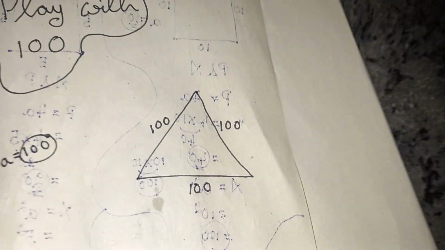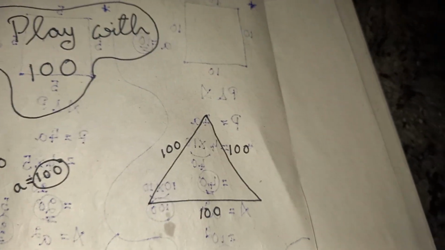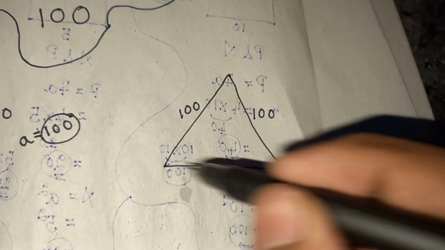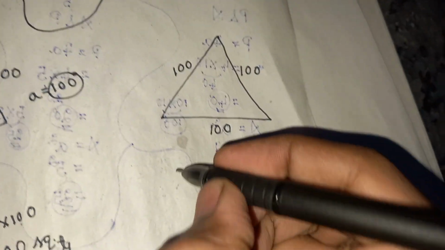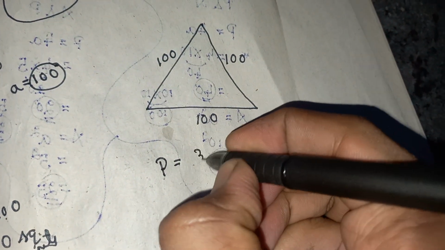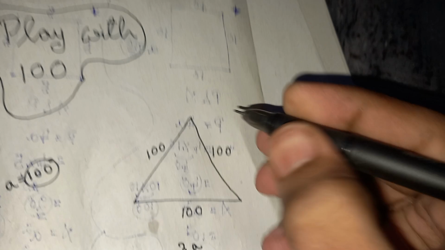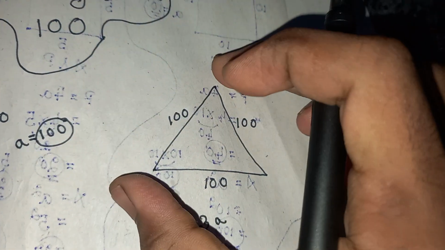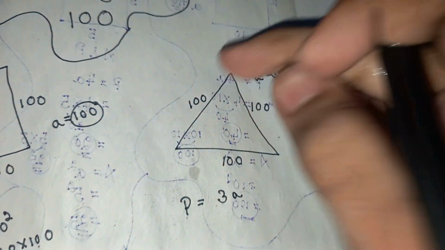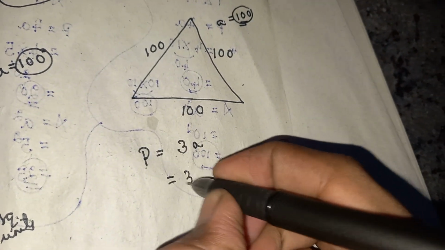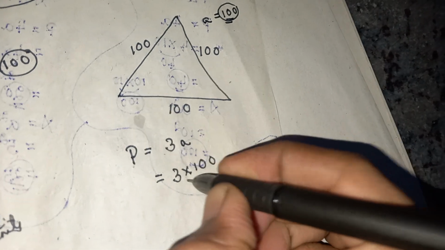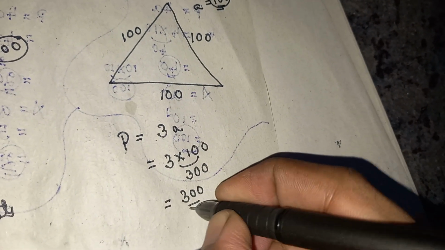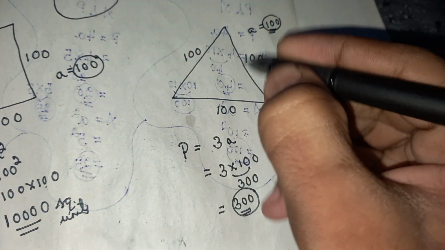And let's find out, here they have given an equilateral triangle, meaning a triangle where all sides are equal. Here it is equal to 100 units. Here also perimeter equals 3a. a means side length, which is 100 units, so 3 times 100 makes the complete boundary length. 3 times 100 is 300. So 300 units is the perimeter or the boundary length.